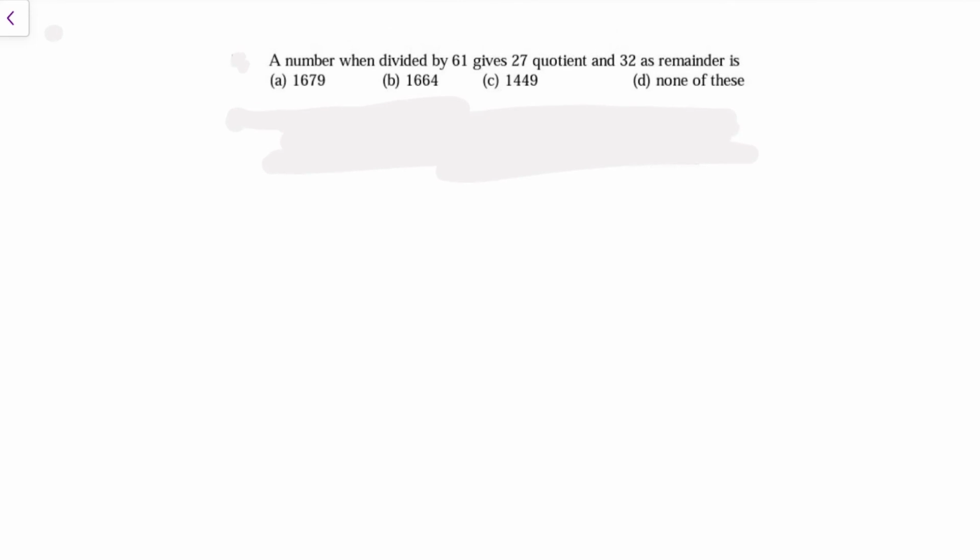A number when divided by 61. We don't know what number it is exactly, so I am taking that as x. When it is divided by 61, it gives 27 as the quotient and 32 as the remainder. So the 32 remainder I am adding. A number when divided by 61 gives 27 as the quotient and 32 as the remainder. So we need to find out what number that is.